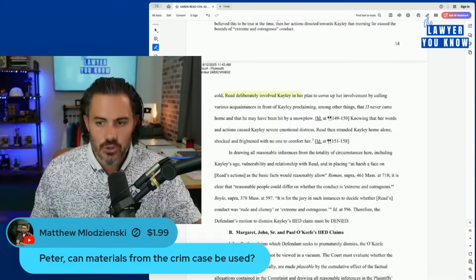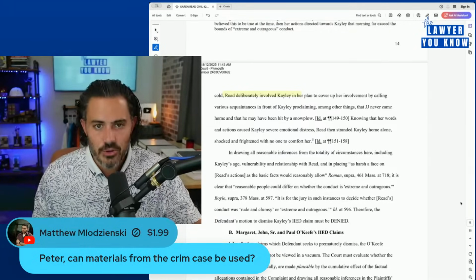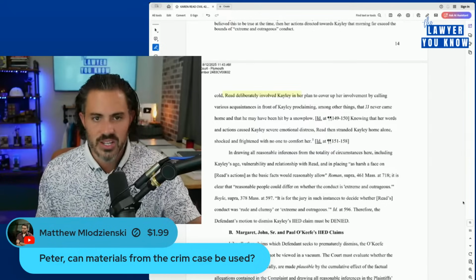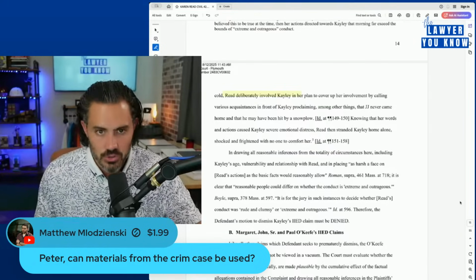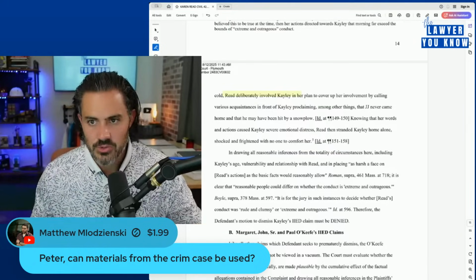Peter, can materials from the criminal case be used? If by materials you mean documents and depositions and witness statements and expert reports, absolutely. Absolutely, they can be used.